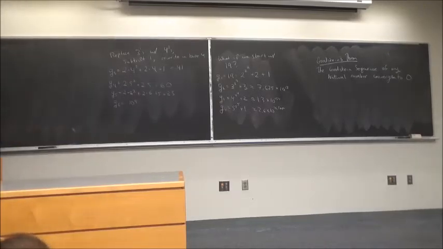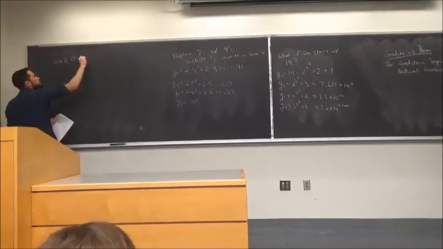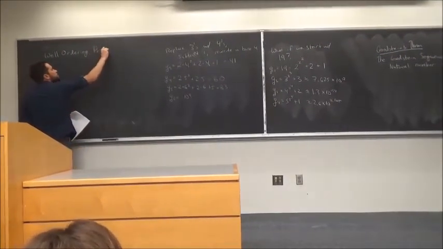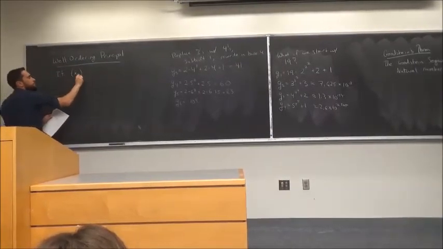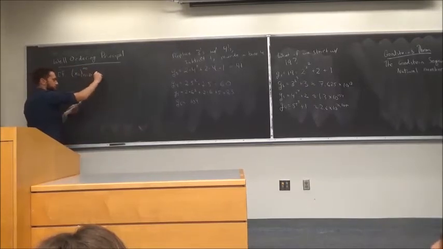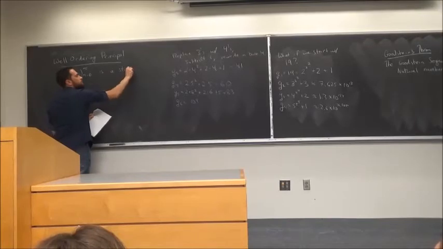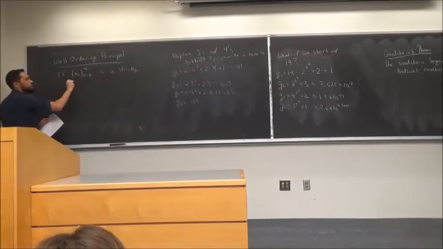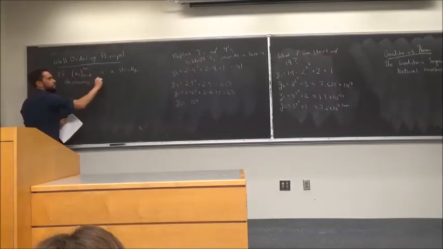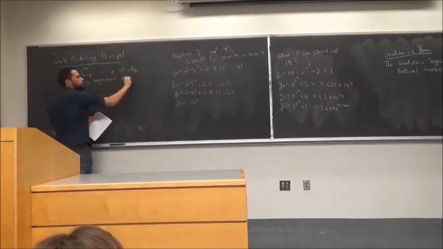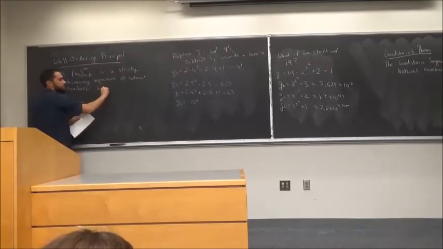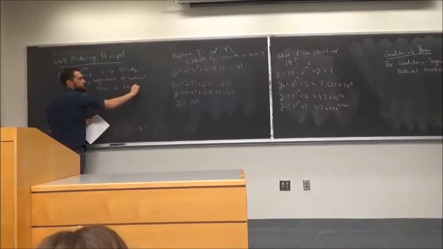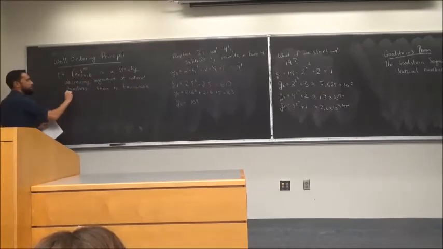Right, so we'll state this well-ordering principle as follows. If x_n, let's say n goes from 0 to infinity, is a strictly decreasing sequence of natural numbers, then that sequence terminates. Then the sequence terminates in finitely many steps.